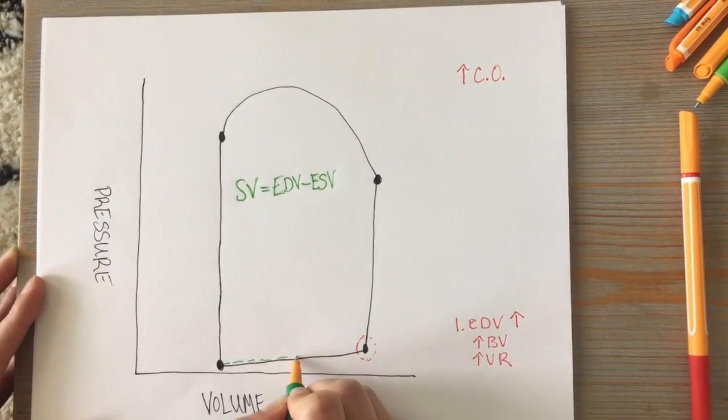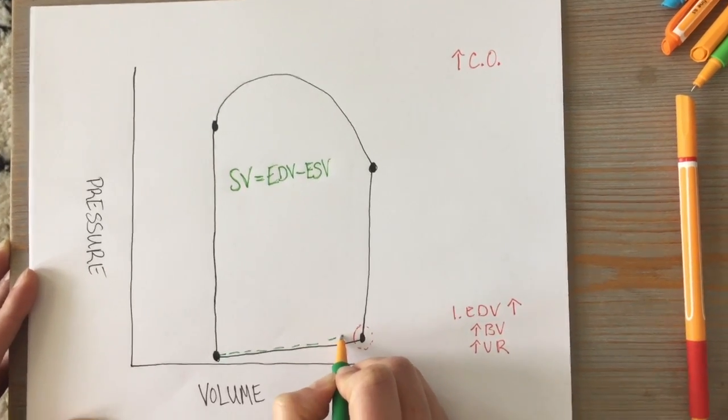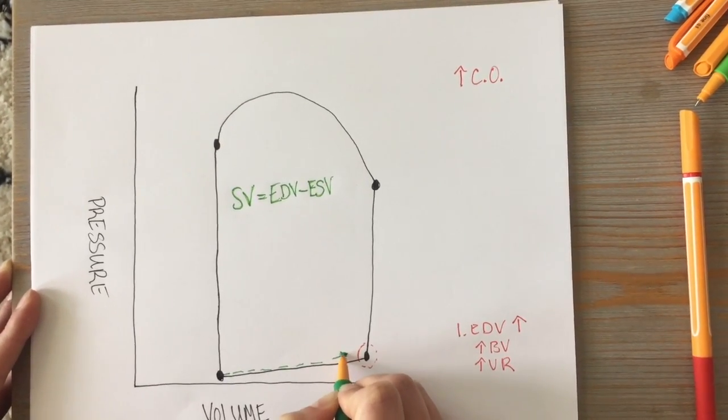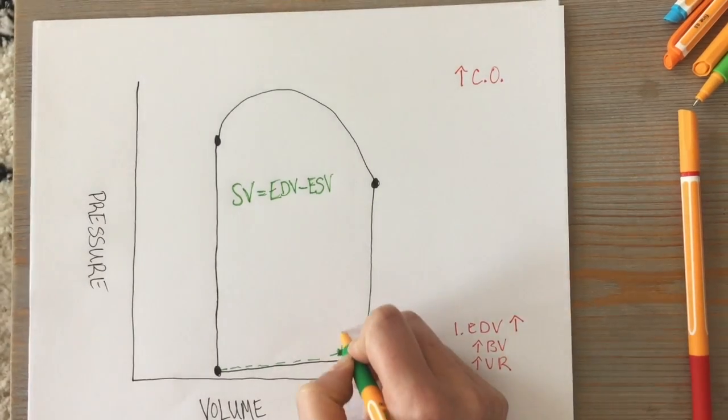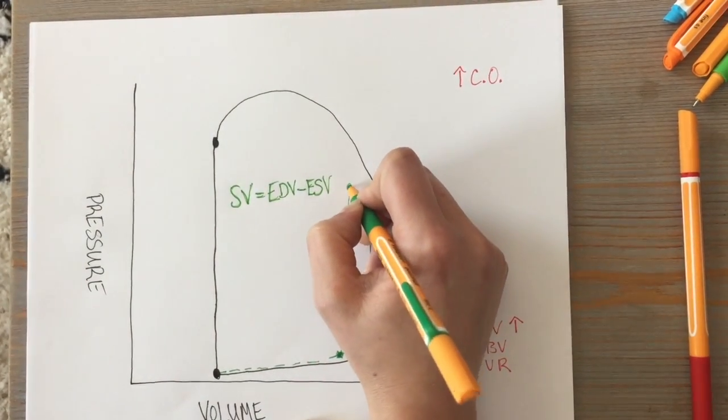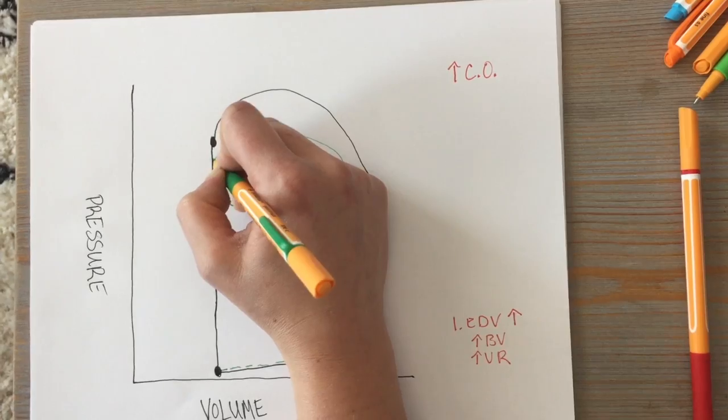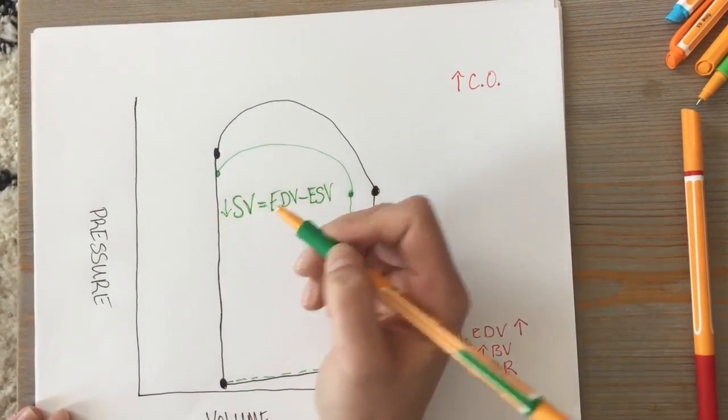When you have less blood volume and a lower venous return of blood back to the heart, end-diastolic volume is lower, and this line would stop here. This means that the area is now smaller, which results in a lower stroke volume. This results in a lower cardiac output, as well as making exercise more challenging.